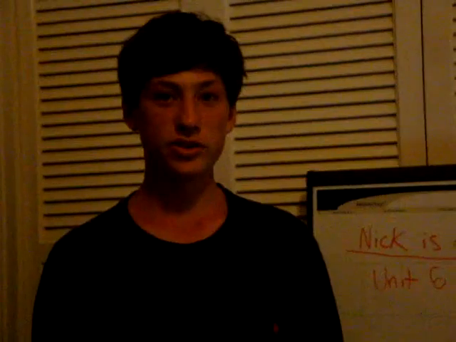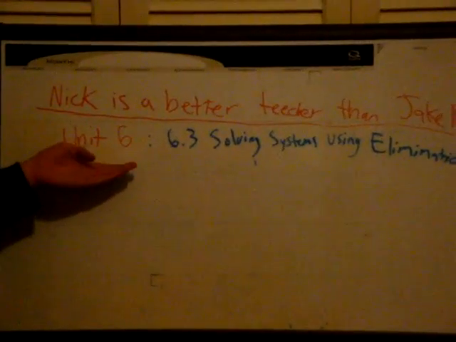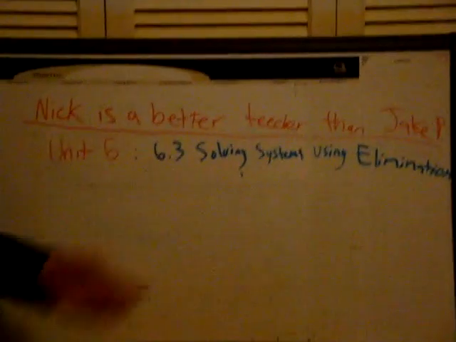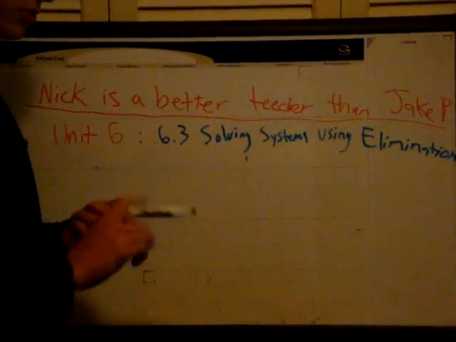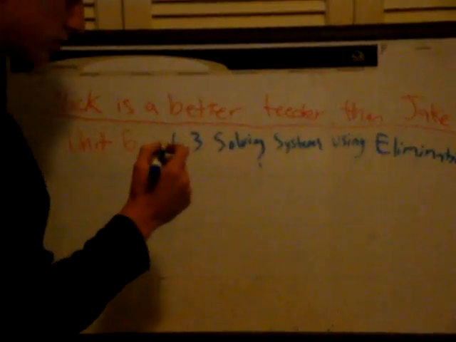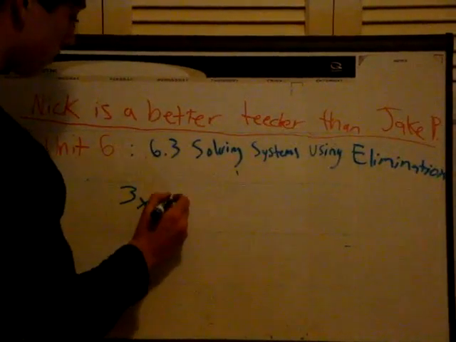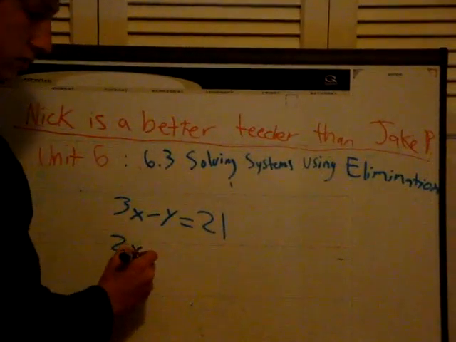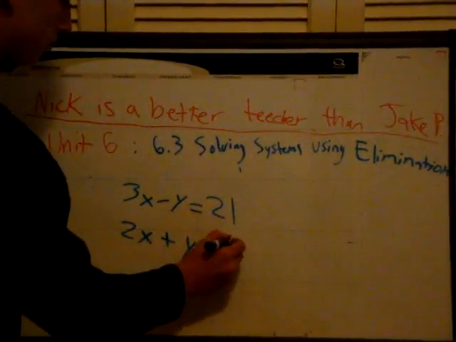Hi, I'm Nick Federici, and welcome to another episode of Nick is a better teacher than Jake Plaskett. We're continuing our lecture on Unit 6, and now we're on 6.3, solving systems using elimination. So I'm going to do an example and show you exactly what that means. So let's say we have 3x minus y equals 21, and then 2x plus y equals 4.